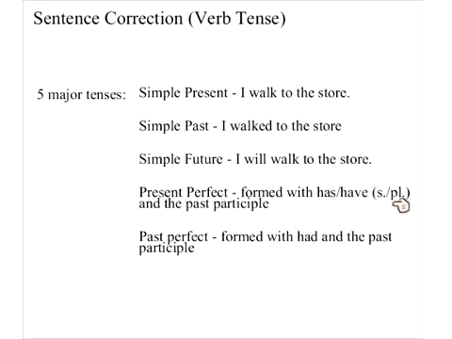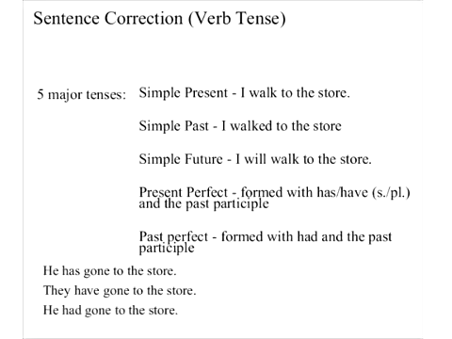Then we've got these 2, the present perfect formed with has, have, and the past participle, and the past perfect formed with had and the past participle, right? So notice that the present perfect has 2 forms, a different one for singular and plural, whereas the past perfect does not. In other words, you would say, he has gone to the store, or you would say, they have gone to the store. But you would say he had gone to the store, and you would say they had gone to the store. Does anyone know what these two special tenses are used for?